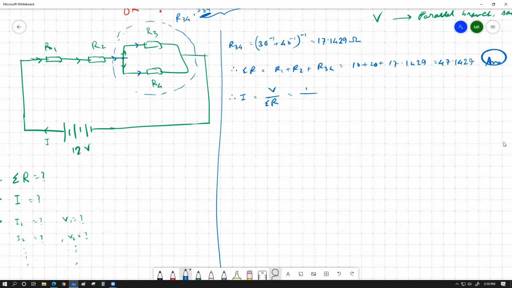So V in this case is 12 volt, and total combined resistance is 47.1429. So if I do the division, we get 0.2545, 0.2545 ampere.